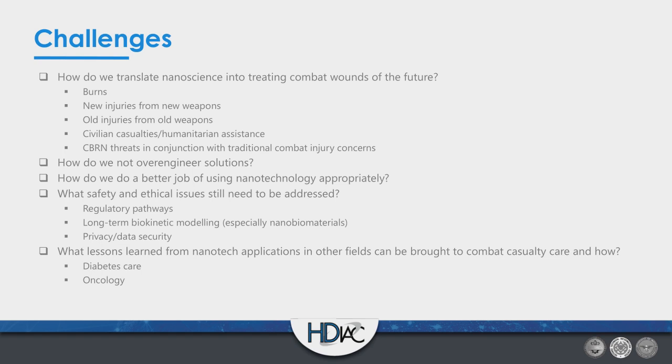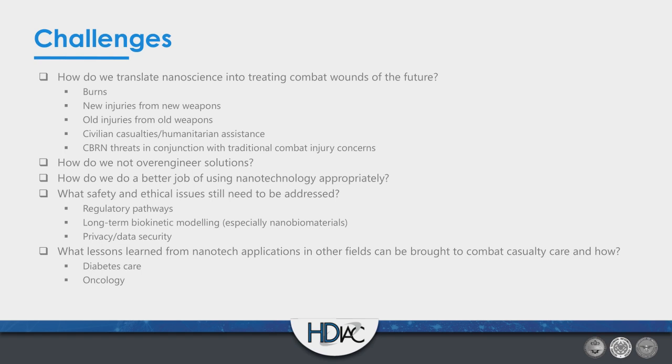And a couple other things. I'm a health and safety guy, so I always think about these things, but safety and ethical issues still need to be addressed with nanotechnology as we move into future solutions. And then finally, what lessons learned from nanotech applications in other fields of medicine can be brought to combat casualty care, and how do we do that?